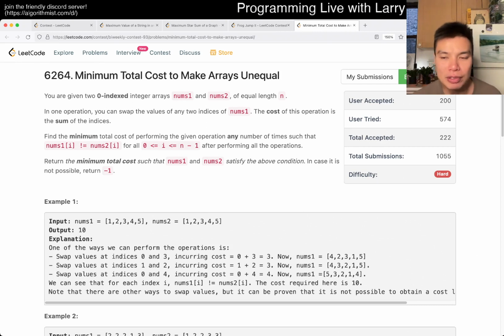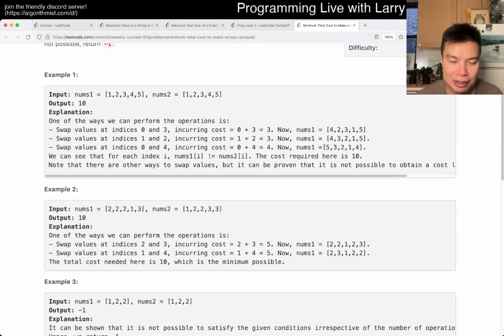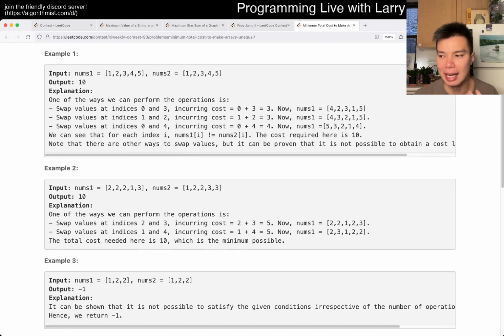The first observation I would say is that because the cost of swapping is the sum of the indexes, the first observation to make is that you can always make the 0th index a temporary variable, if you will. What I mean by that is, for example, let's look at another example. Even here, you could swap the values of 2 and 3, but you can actually break it down a little bit more.